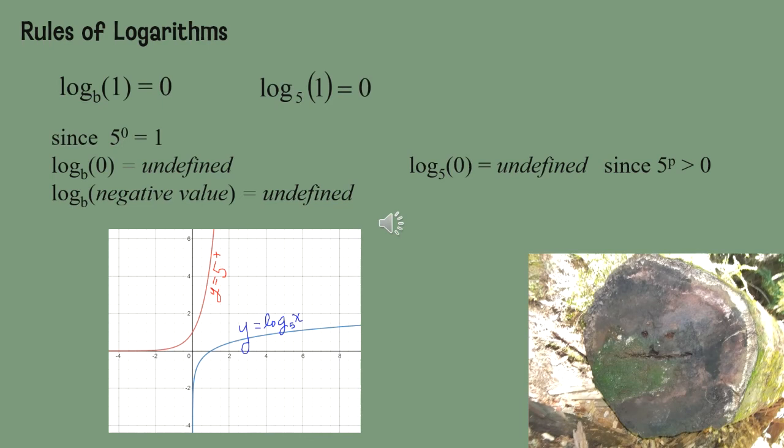And 0 is undefined as an input for any log function. So log base b of 0 will give you an error on your calculator, and log base b of any negative value will give you an error on your calculator. And that's because exponential functions are always positive, never 0 or negative, hence the domain of log is always positive, never 0 or negative.